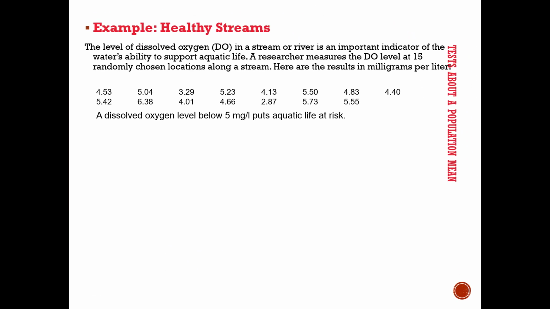Okay, so here's another example. The level of dissolved oxygen in a stream or river is an important indicator of the water's ability to support aquatic life. A researcher measures the DO level at 15 randomly chosen locations along a stream. Here are the results in milligrams per liter. So what we're seeing is a lot of data here, obviously, and we're noticing that a dissolved oxygen level below 5 milligrams per liter, notice we're saying below, that means we're doing a one-sided test, puts aquatic life at risk. And we got all this data.